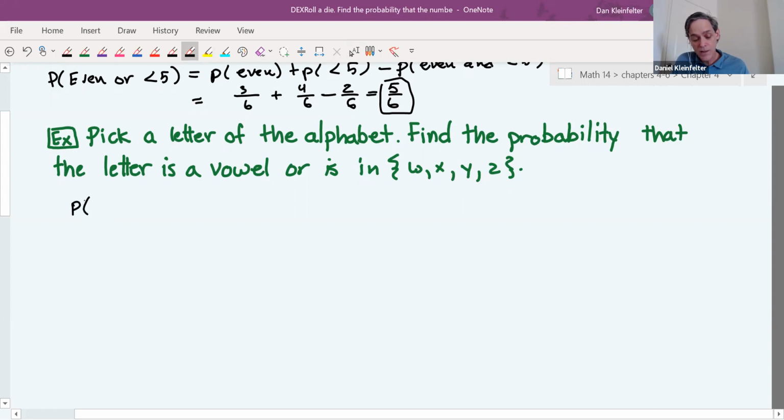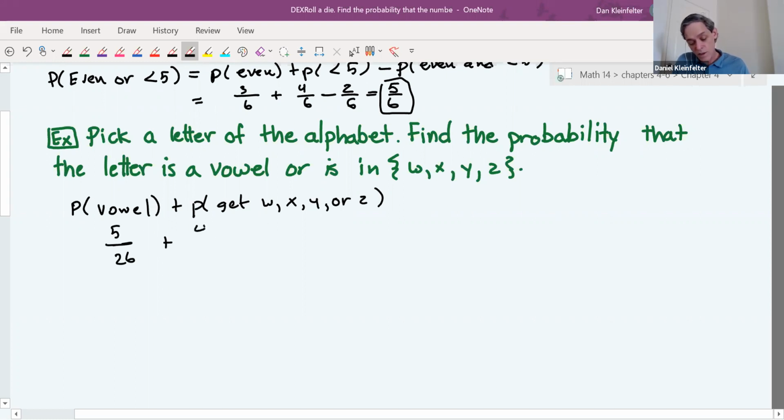So it's going to be the probability of getting a vowel plus the probability of getting W, X, Y, or Z. I don't have any minus on this one because the probability of both events occurring is 0. There's a 5/26 chance of getting a vowel and then a 4/26 chance of getting W, X, Y, or Z. So that is 9/26.